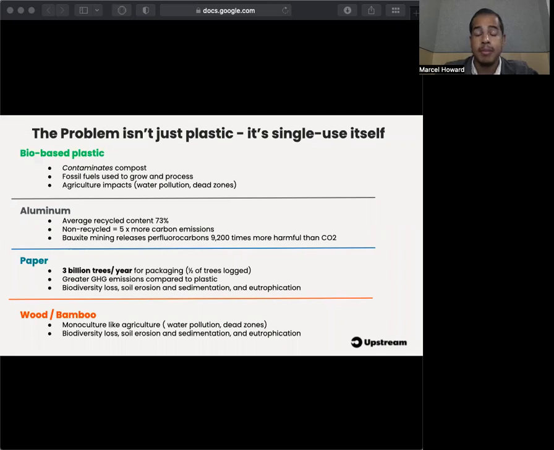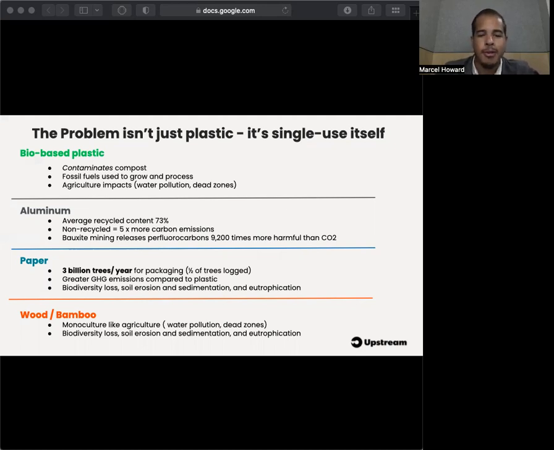Many people think that single-use aluminum is the answer because it's highly recyclable. And while aluminum cans may contain an average of 73% recycled content, the non-recycled or virgin aluminum portion is very harmful from a carbon emissions lens. It has 5 times more carbon impact than the recycled content. And the mining of virgin aluminum releases perfluorocarbons that are 9,200 times more harmful than CO2 emissions. That's staggering.